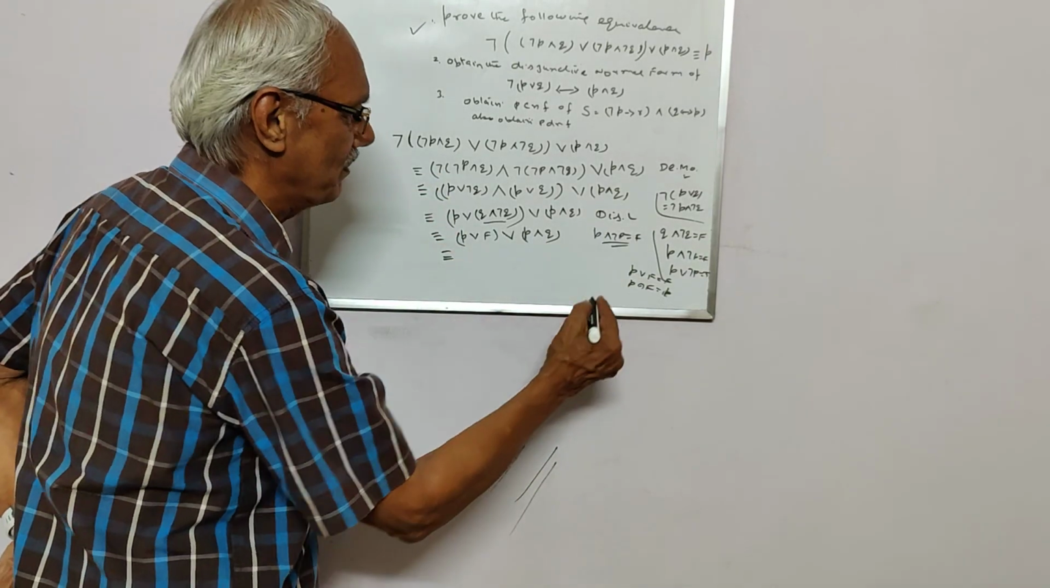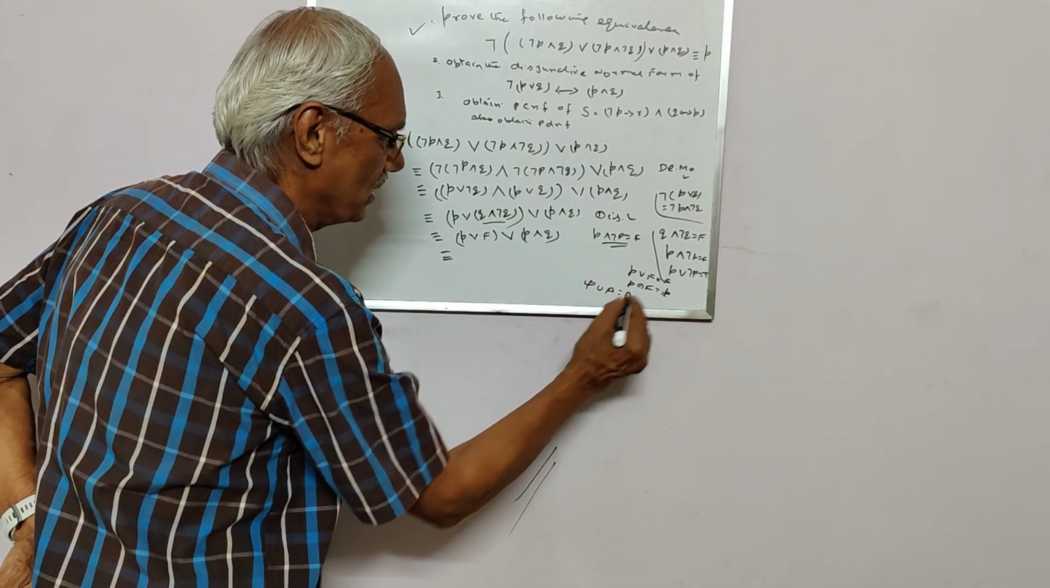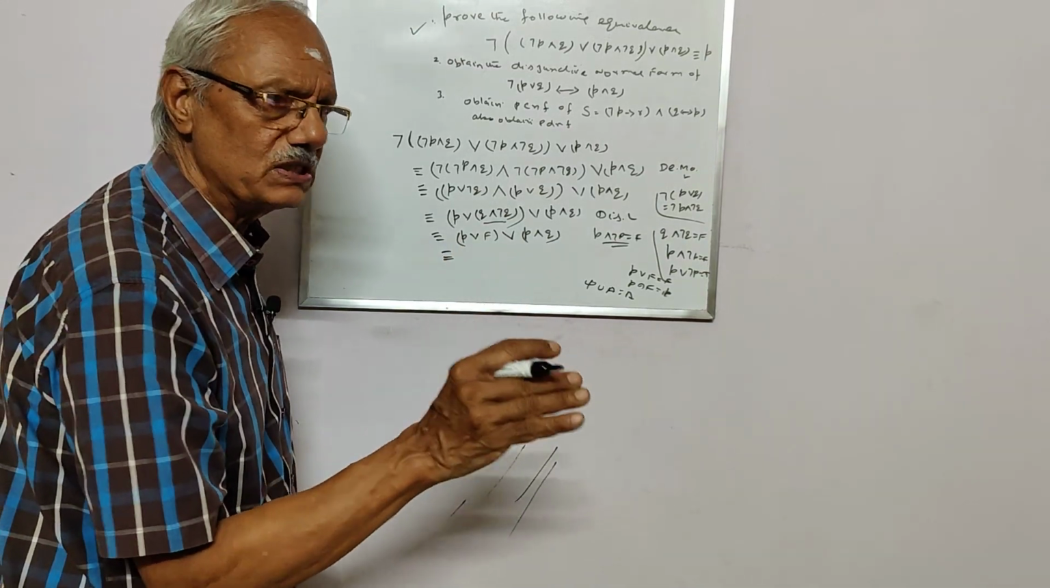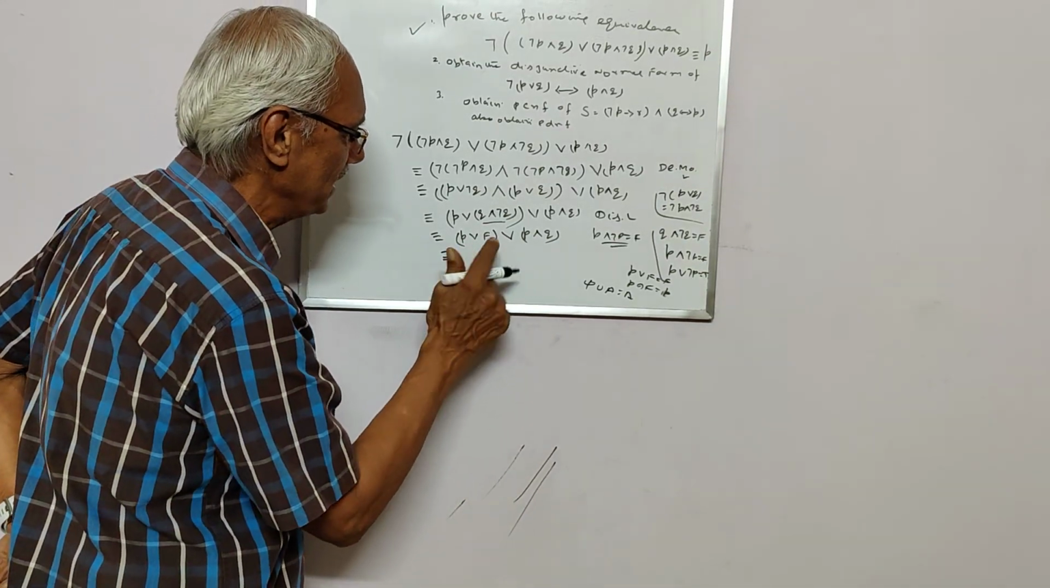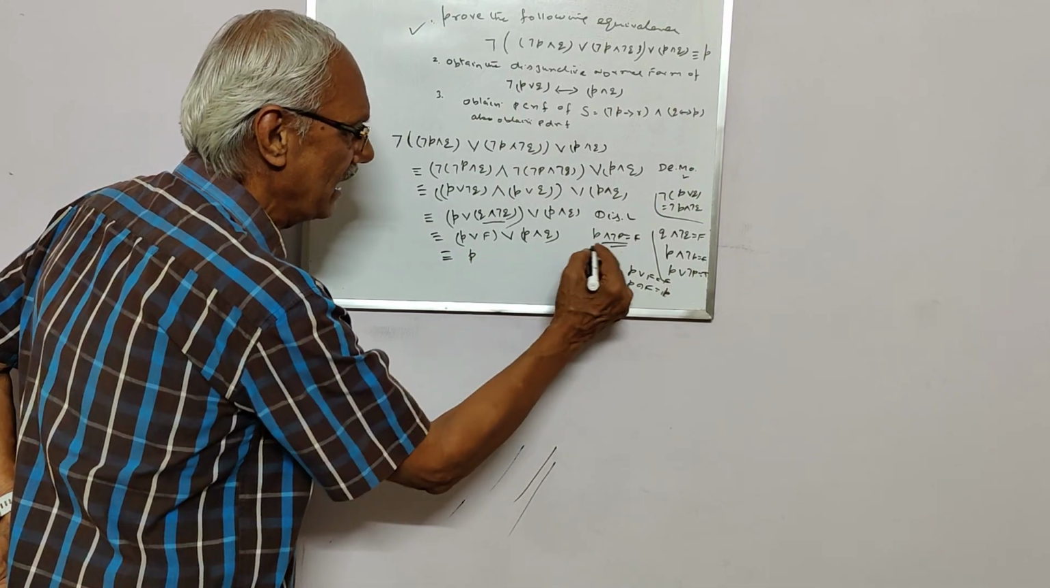See, the empty set phi, union A, will be equal to A. In the same way, you see that here we are dealing with propositions. So here you see P union F, and this is again P.